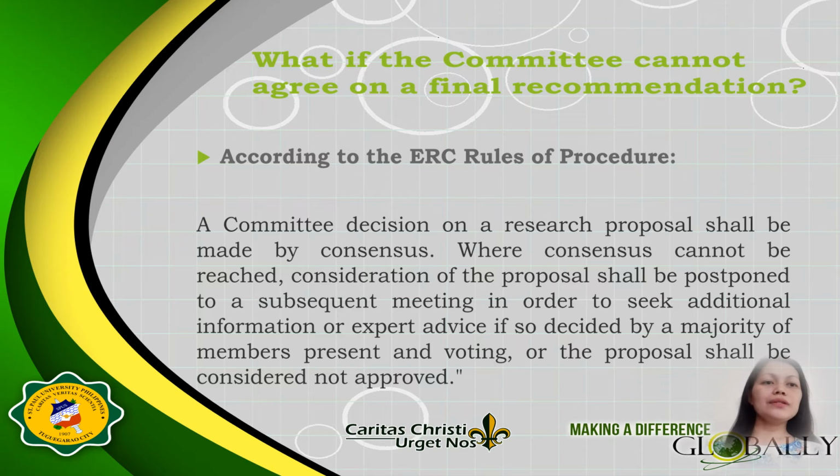What if the committee cannot agree on a final recommendation? According to the ERC Rules of Procedure, a committee decision on a research proposal shall be made by consensus. Where consensus cannot be reached, consideration of the proposal shall be postponed to a subsequent meeting in order to seek additional information or expert advice if so decided by a majority of members present and voting, or the proposal shall be considered not approved.